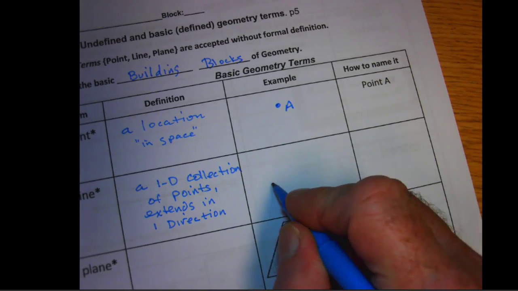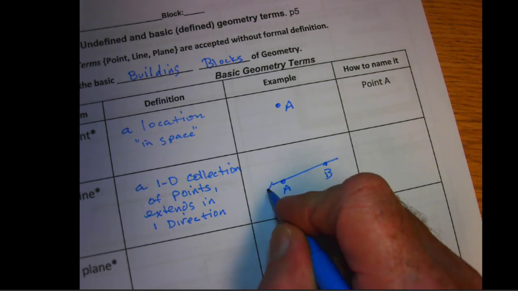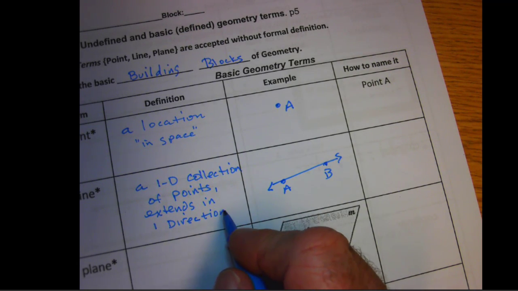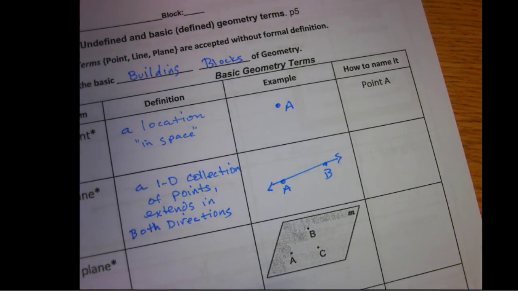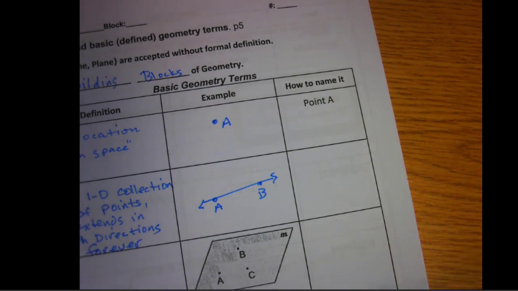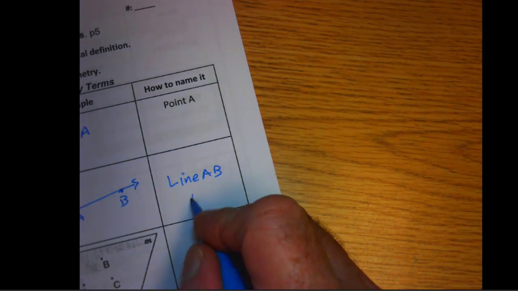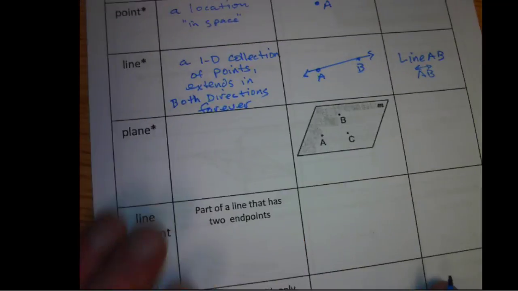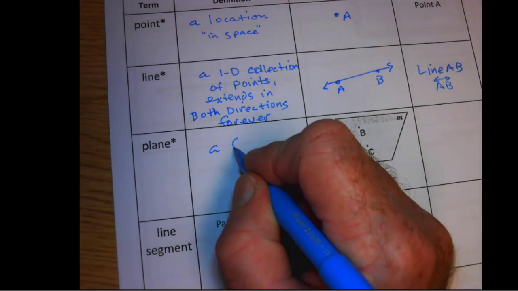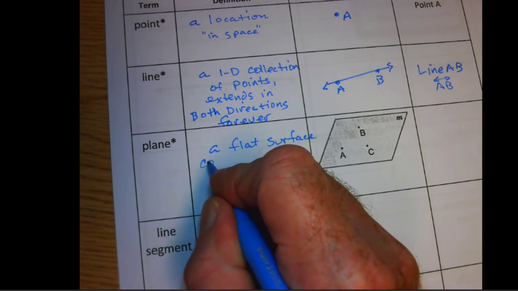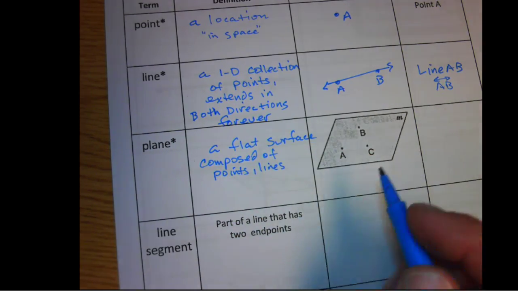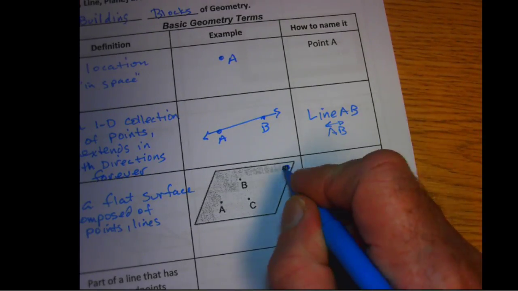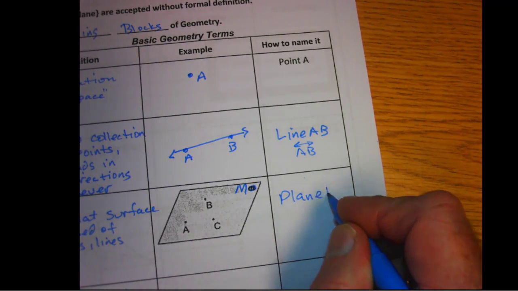A line is a one-dimensional collection of points that extends in one direction, like back and forth. We can use a lowercase letter to represent the line, or we use two points that are on the line. So we could call this line AB, with the line symbol above it, or line L. A plane is a flat surface composed of points and lines, and we name a plane with a capital letter, so we would call that plane M.